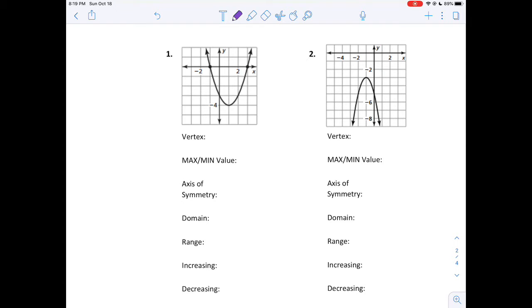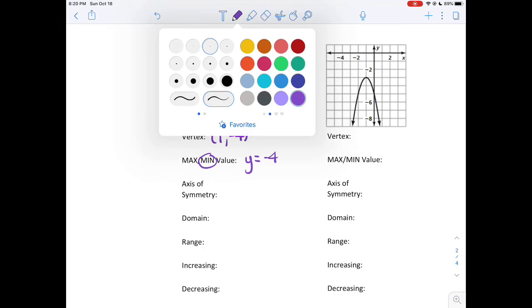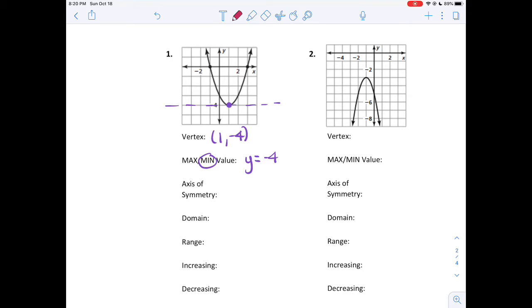The very first thing that we're going to pick out on example 1 is the vertex, and the vertex is at (1, -4), x, y. The vertex in this case is a minimum value because it's the low point, and it occurs at y equals -4. So this is our minimum value line. Our axis of symmetry is perpendicular to that, and the axis of symmetry also goes through the vertex, but it's the x value of the vertex. So our axis of symmetry is at x equals 1.